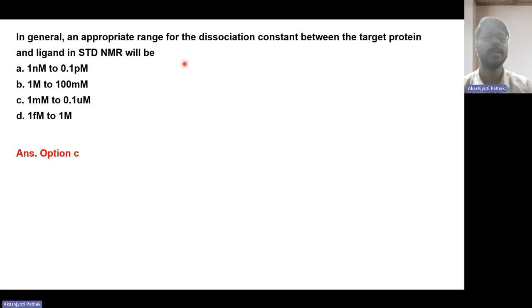Then in general, just now we learned this: an appropriate range for the dissociation constant between the target protein and ligand in an STD NMR will be in the range of micromolar to millimolar. So the answer is 1 millimolar to 0.1 micromolar. So what is done here? The protein is taken in micromolar, you can take a few micromolar of the protein, while the ligand is taken in millimolar concentration.